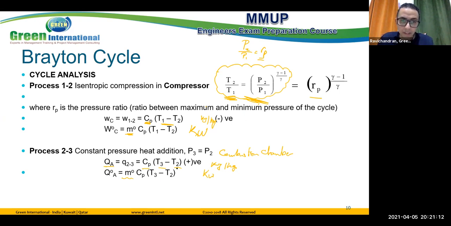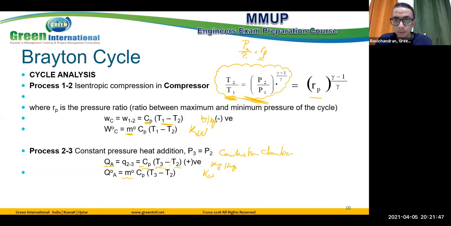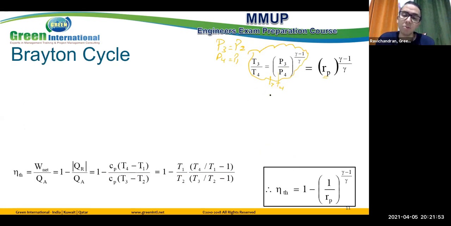So Cp delta T: this is given, this is given. If this is not given, go back here to get it from this relation. Similar to this, start from 3 to 4. T3 over T4 equals P3 over P4. What's P3? It is the same as P2. And what's P4? It is the same as P1. So P3 over P4 is the same RP, to the power gamma minus 1 over gamma. Normally in the equation T3 is given and you get T4 from the equation, and normally from here T1 is given and T2 is requested. So from here you need to get T2, and from here you need to get T4.